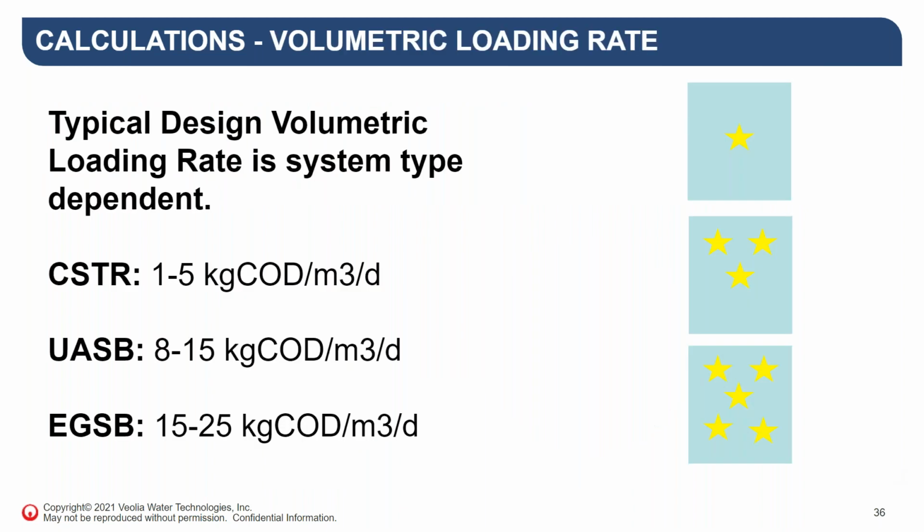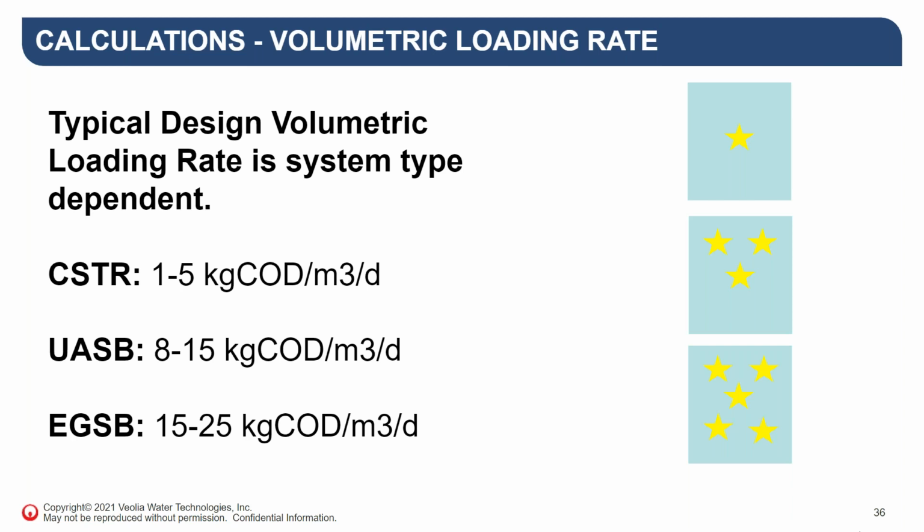Volumetric loading rates. In anaerobic digestion, the standard unit for describing the load to a system isn't pounds or kilograms of COD per day. It's kilograms of COD per cubic meter of digester volume per day. So it's all normalized to the size of the digester. So in a CSTR or a low rate lagoon system, the volumetric loading rate will be 1 to 5 kilograms of COD per cubic meter of digester volume per day.